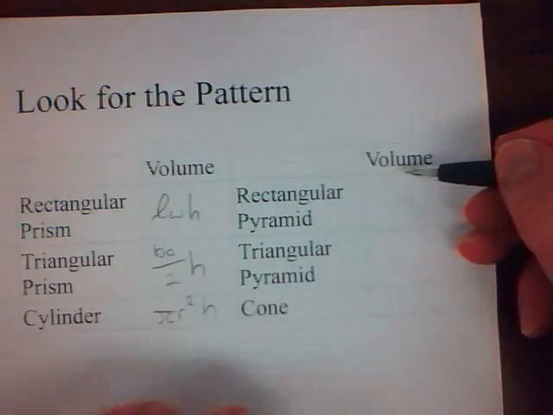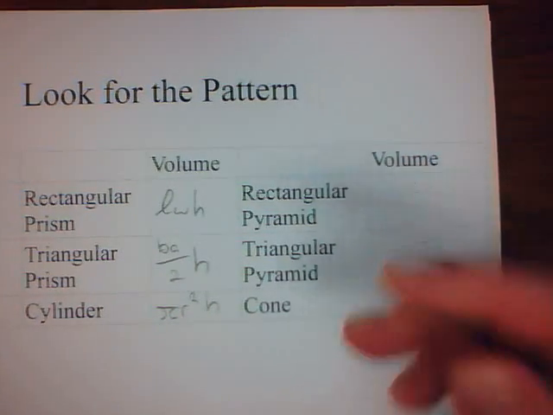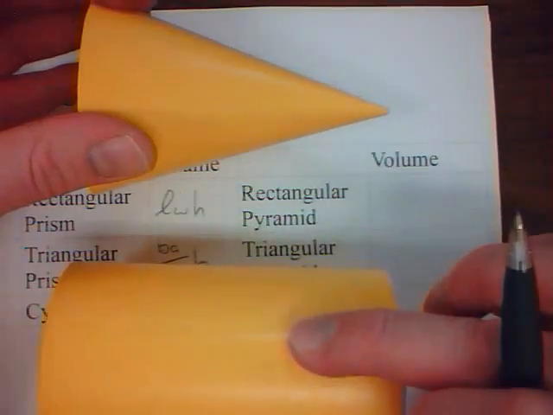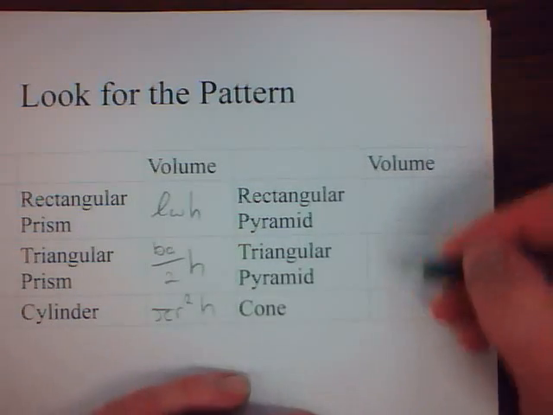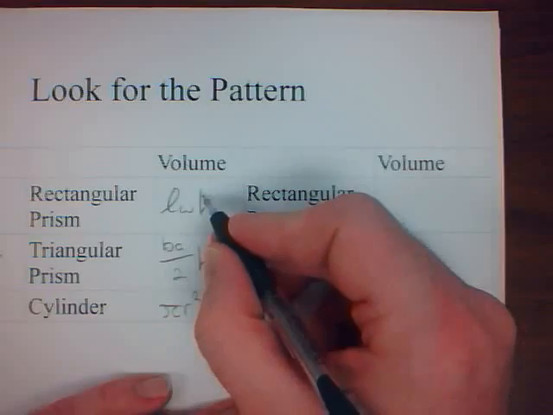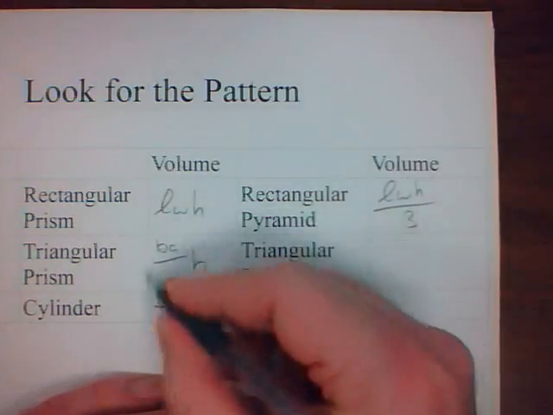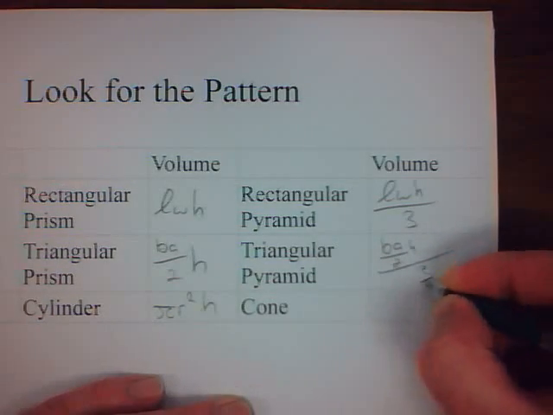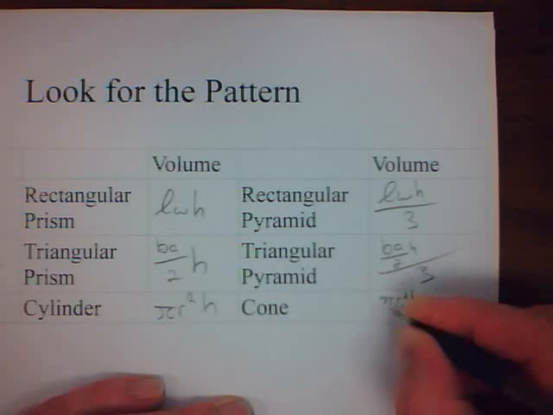When I was teaching about volume of the rectangular pyramid, triangular pyramid, and cone, I pointed out the interesting relationship that has been discovered, that these are always 1/3 of these. Again, that lets you avoid memorizing these formulas. Don't memorize them. You take this formula and you divide it by 3. Take this formula, divide it by 3.